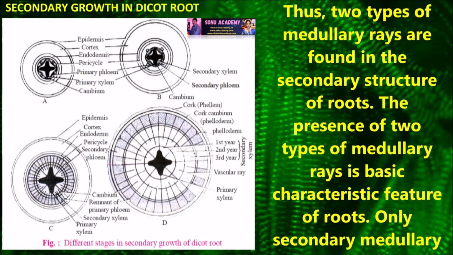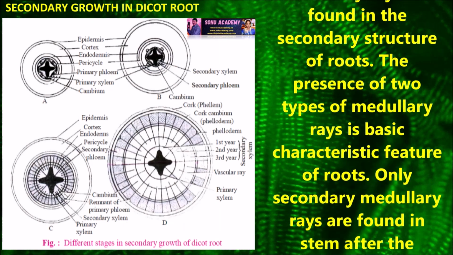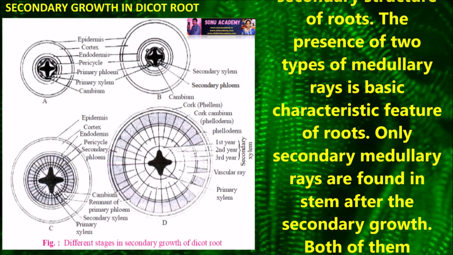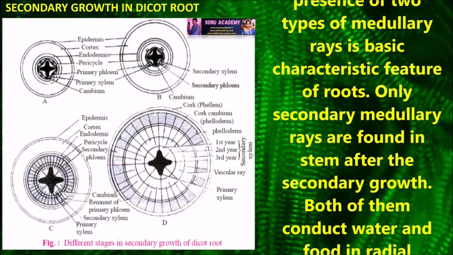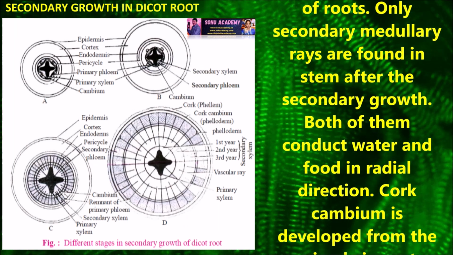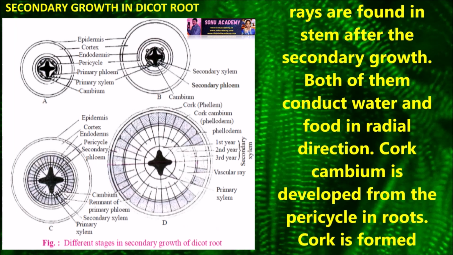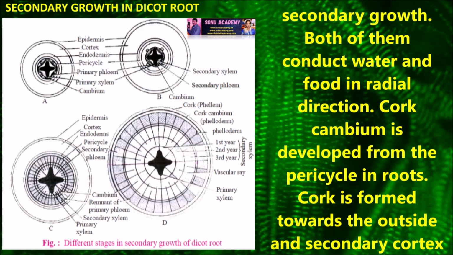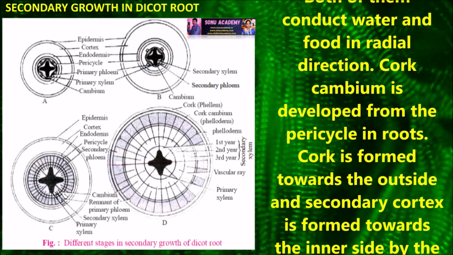These two types of medullary rays are found in the secondary structure of roots. The presence of two types of medullary rays is the basic characteristic feature of roots. Only secondary medullary rays are found in the stem after the secondary growth. Both of them conduct water and food in a radial direction.